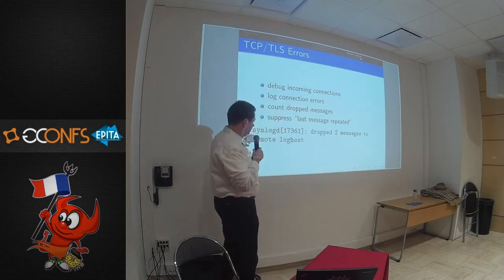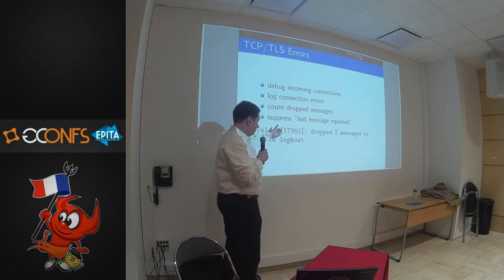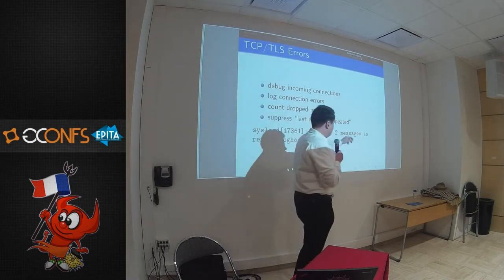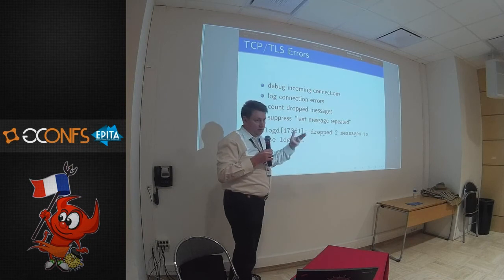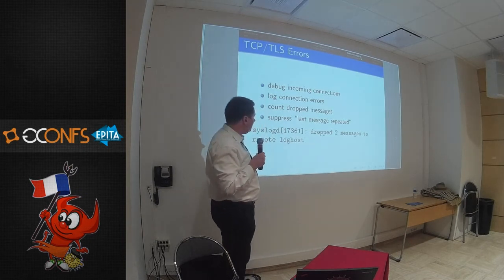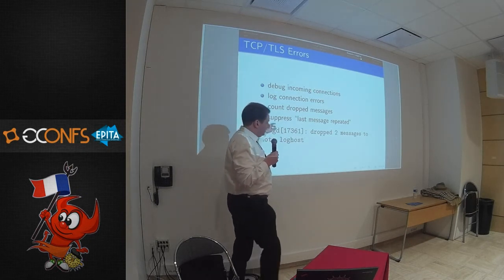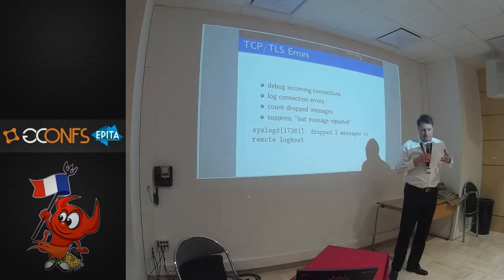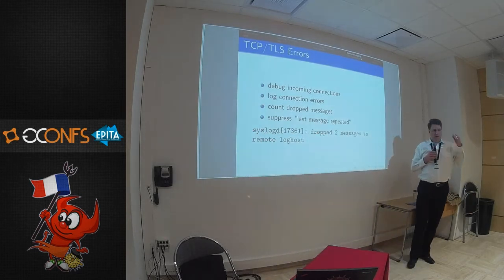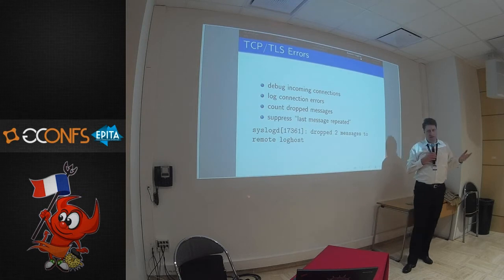So it looks like this. Syslogd, because syslog generated the messages, dropped 2 messages, and it also logs the name of the host where it wanted to send them. And what I also implemented, when you have multiple identical messages, then syslogd writes "message repeated". It doesn't write the same stuff all the time. It's important for local logging because otherwise you can fill up your log files easily.